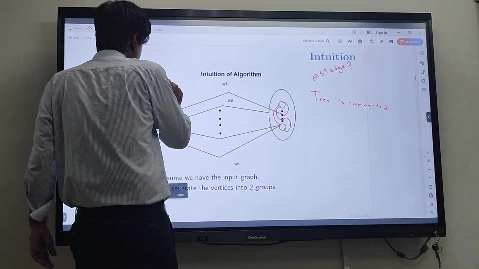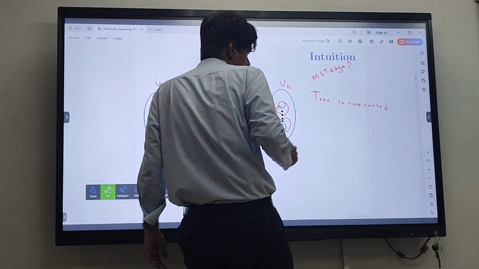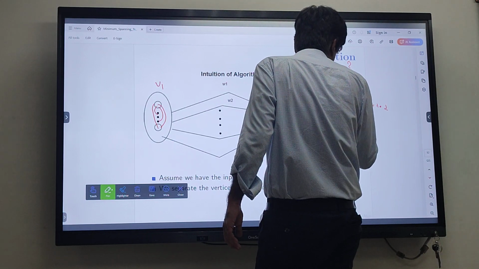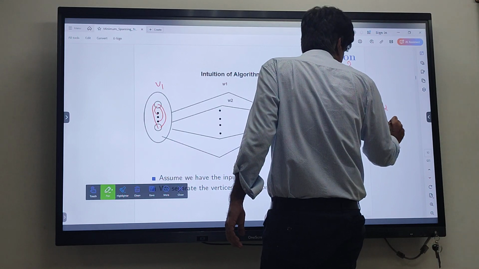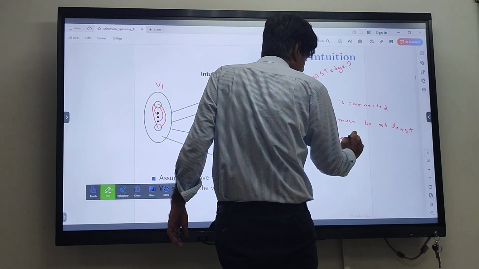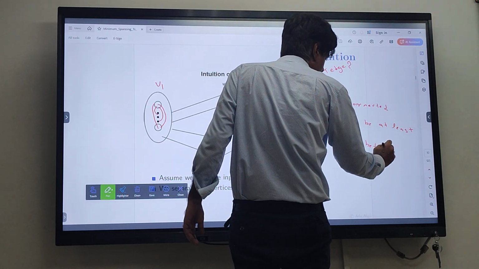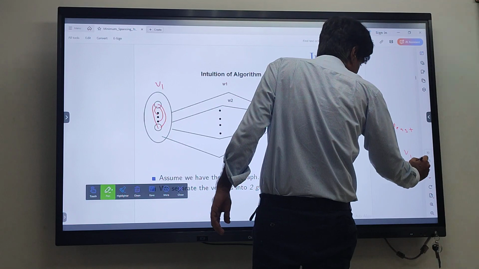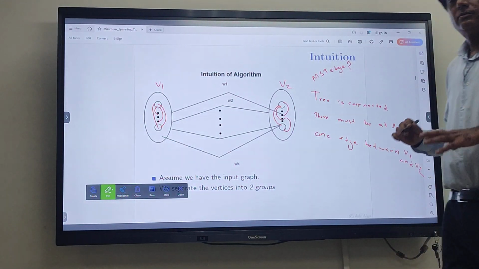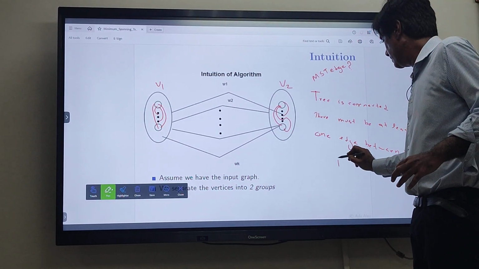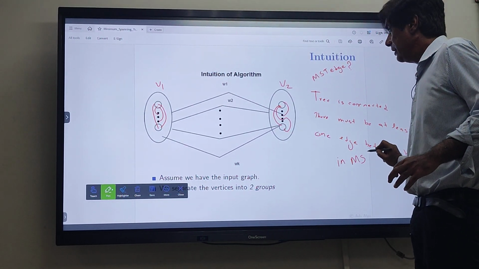So let's call this V1 group and let's call this V2 group. So there must be at least one edge between V1 and V2. Yeah, so far so good. Otherwise, it won't be connected if there is not a single such edge in the MST. So in the MST, there must be an edge.